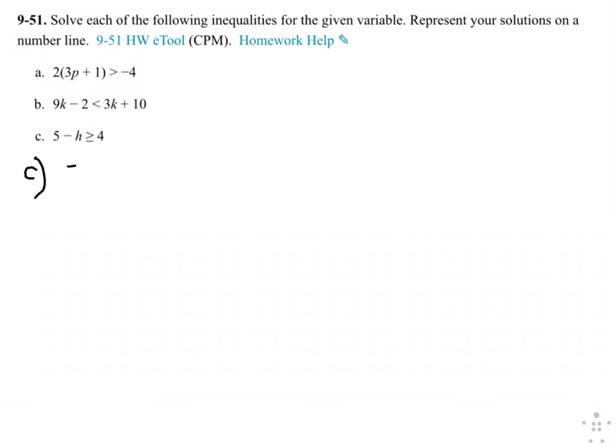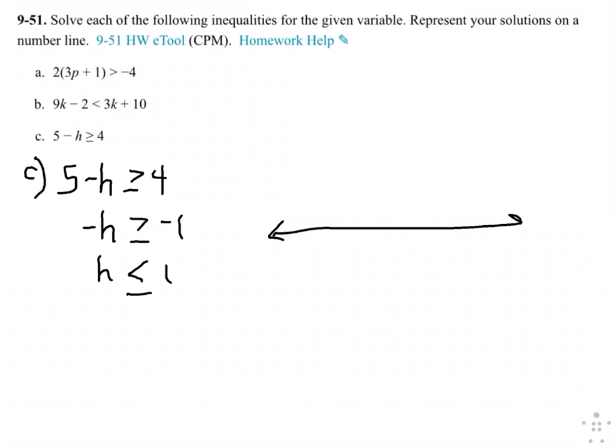And the last one, let's make space. C, we have 5 minus h is greater than or equal to 4. Subtract 5 from both sides, and we have negative h is greater than or equal to negative 1, right? 4 minus 5. And then multiply both sides by negative 1, or divide both sides by negative 1. Now remember, when you multiply or divide both sides of an inequality by a negative number, you have to flip the inequality. So it becomes less than or equal to, h is less than or equal to 1.